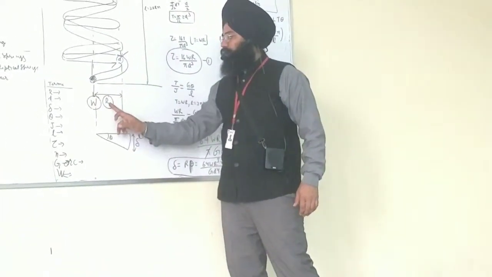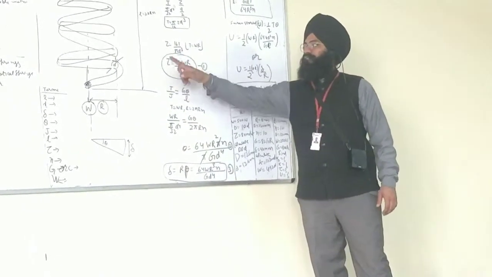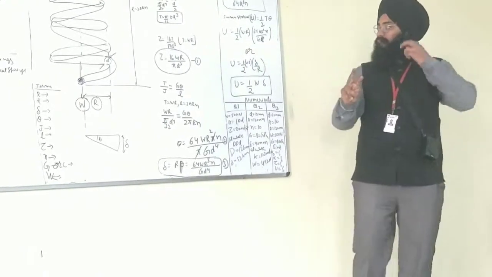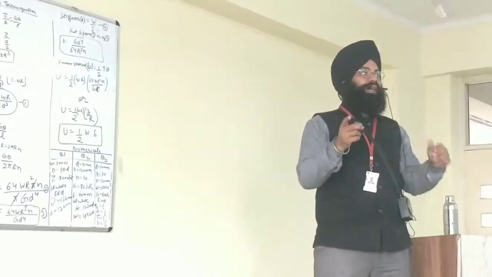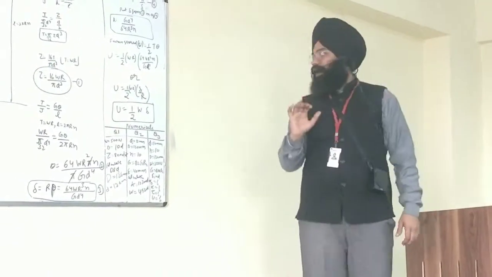That means W into R will be the value of torque. So we put this relationship and get the relation for the shear stress. Similarly, we get a relationship for the twist, that is theta. T over J is G theta by L.